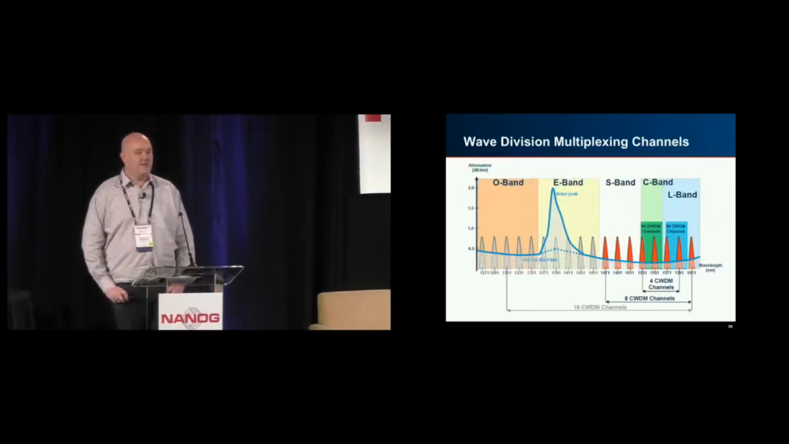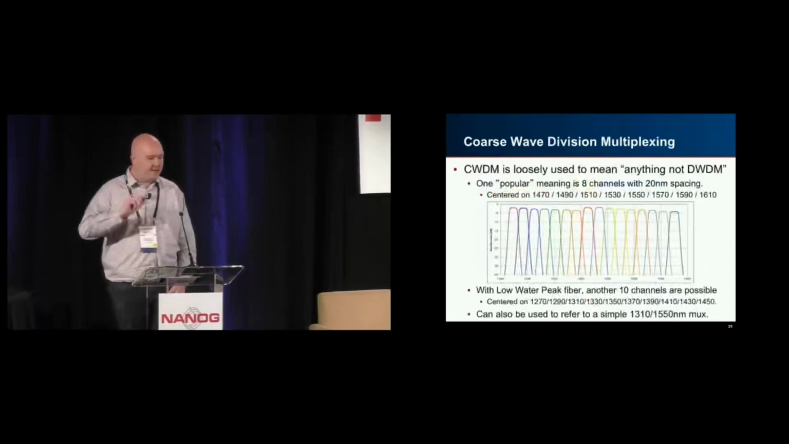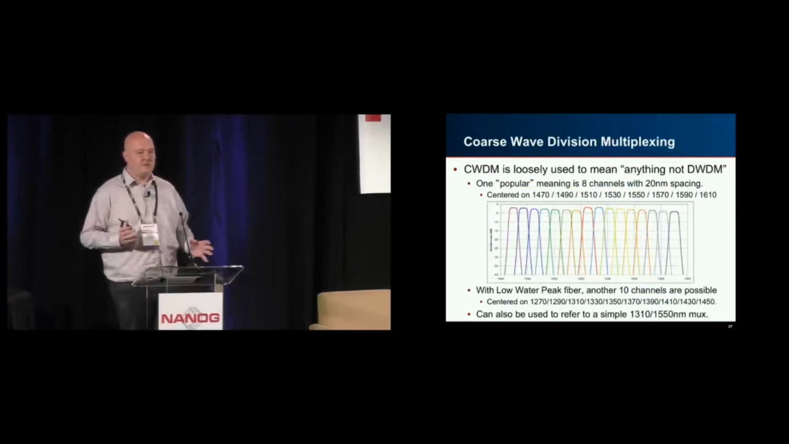So looking at the WDM channels, there's two main structures. Actually, it's probably not a terribly good diagram. I'll just go through this. So there's two types of WDM out there. There's what's called coarse and dense. So CWDM is pretty much loosely used to mean anything that's not DWDM. So it's not a really hard to find standard. It kind of covers a lot of stuff.